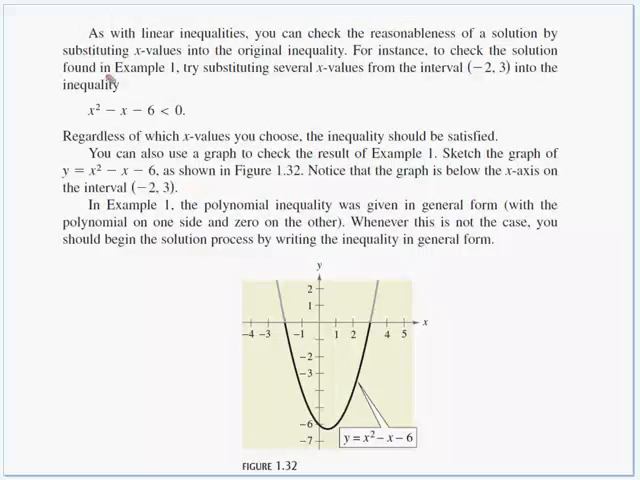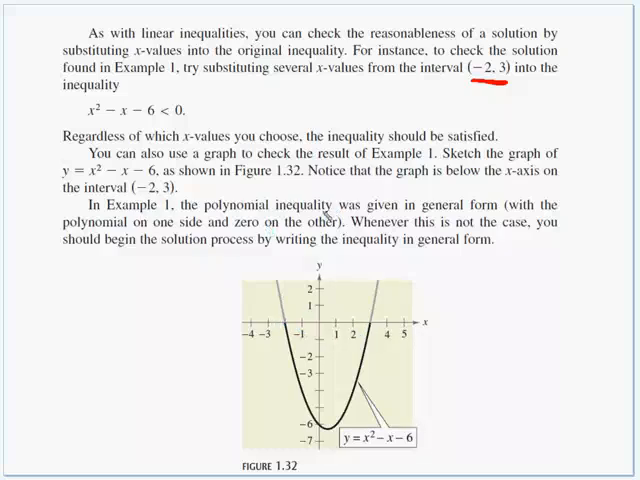And that's sort of summed up here. As with linear inequalities, you can check the reasonableness of a solution by substituting x values into the original inequality. For instance, to check the solution found in example 1, try substituting several x values from the interval negative 2 to 3 into the inequality x squared minus x minus 6 is less than 0. Regardless of the x value you choose, the inequality should be satisfied. It should be true. You can also use a graph to check the result in your example. Sketch a graph of y equals x squared minus x minus 6, as shown down here in the figure. Notice that the graph is below the x-axis from the interval negative 2 to 3.